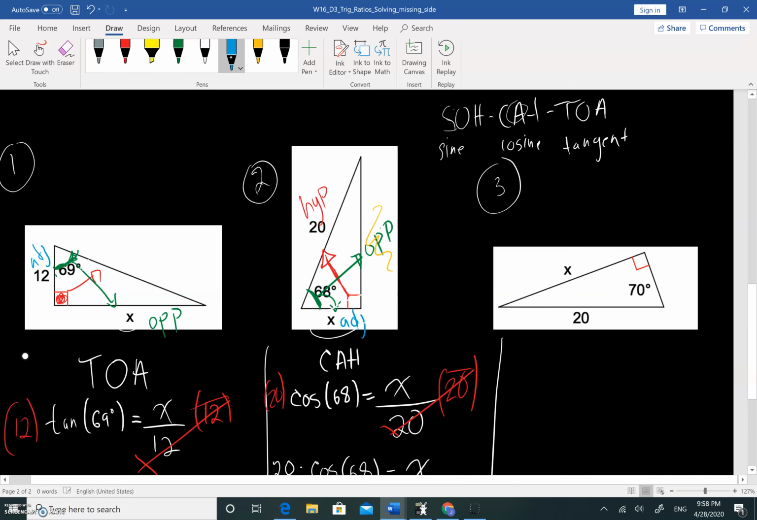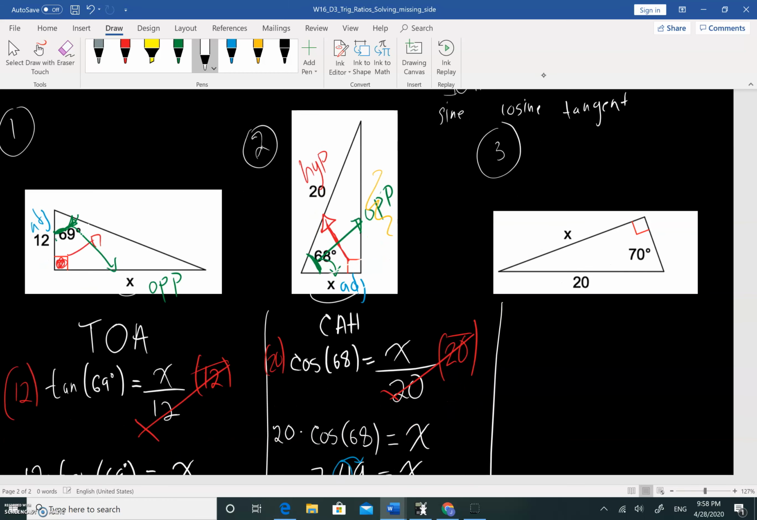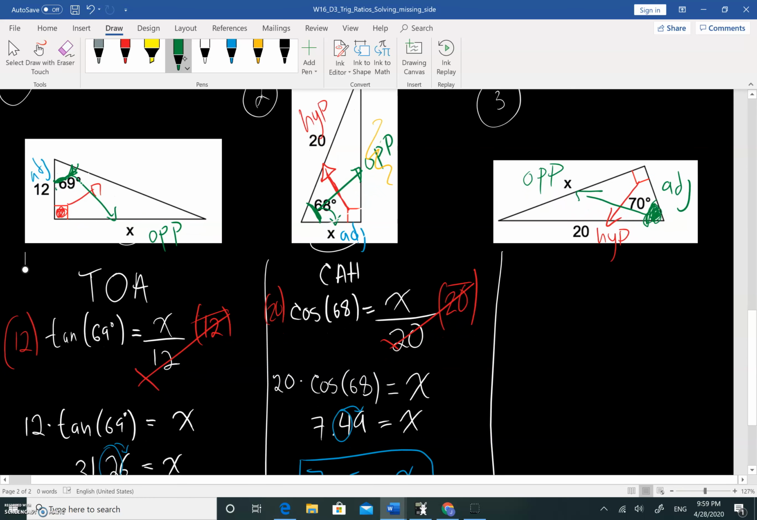Alright, now the last question. So for the last question, I erased too much. This is supposed to be CAH. Alright, so this one, for number 3, we have to go ahead and start with the what? Hypotenuse. So 20 is my hypotenuse. And then we look at our angle. So that's going to be this little corner. So which one's opposite to that corner? That's going to be my x. So that's going to be OPP. And this is going to be my ADJ, right? Because that's the last one.